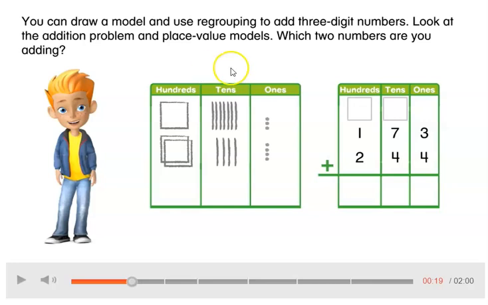Okay, so here they've drawn out the place value blocks that go with our numbers that we're adding. So you can see if you look in your traditional algorithm right here, remember the numbers are all written across, and we've got our hundreds, tens, and ones. So we have 173 plus 244. Okay, and that's what they've done over here. They've put 173 plus 244.